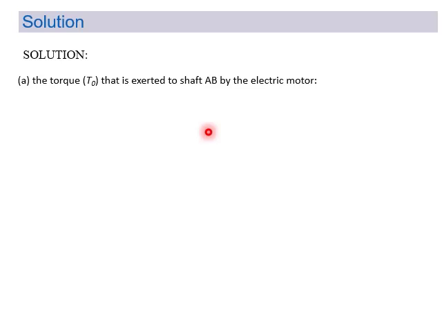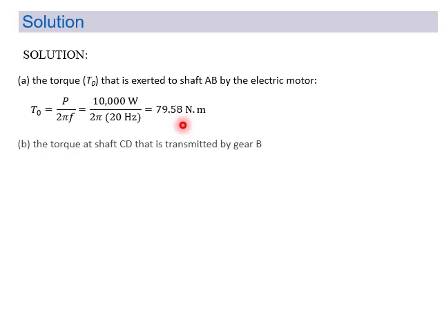For the first question, you are asked to calculate the torque that is exerted to shaft AB by the electric motor. In the question, you are given the value of 10 kilowatt power and 20 Hz of rotation velocity. So by using this formula, you can get the value of the torque, P over 2πf. P is 10 kilowatt, f is 20 Hz. Therefore, you should obtain the torque value exerted from the electric motor is 79.58 Newton meter. Very easy, yeah?